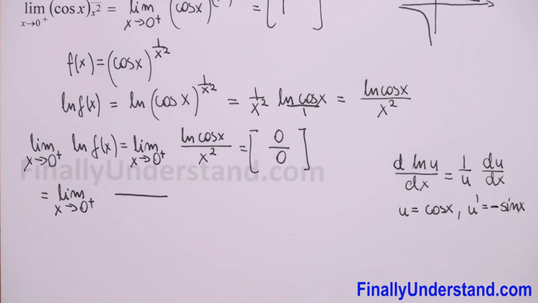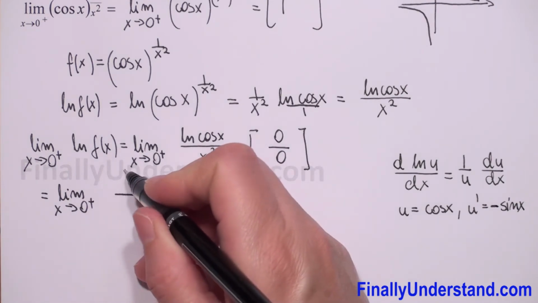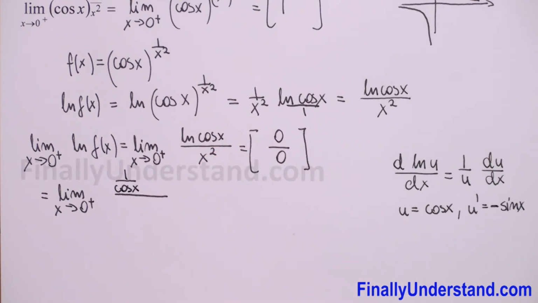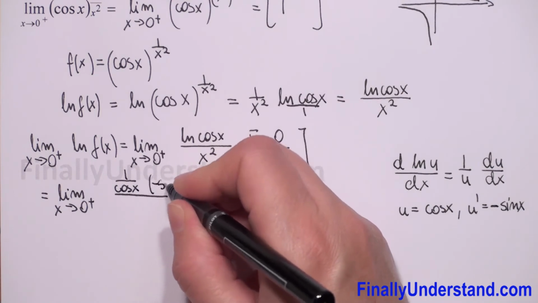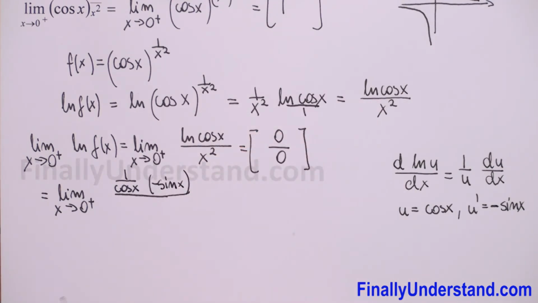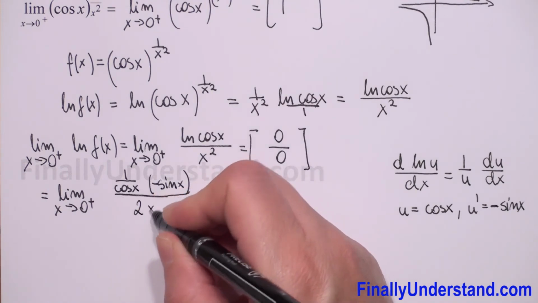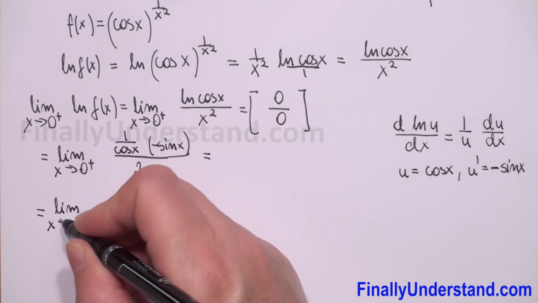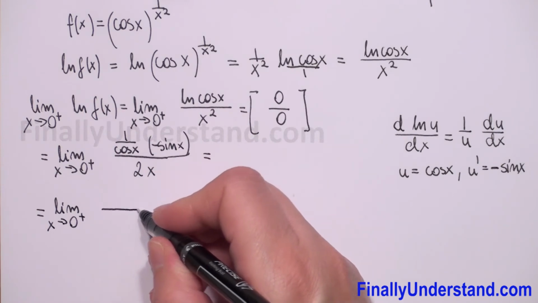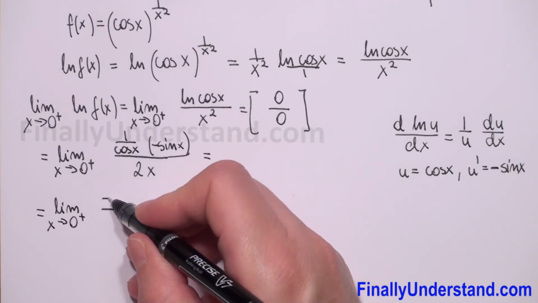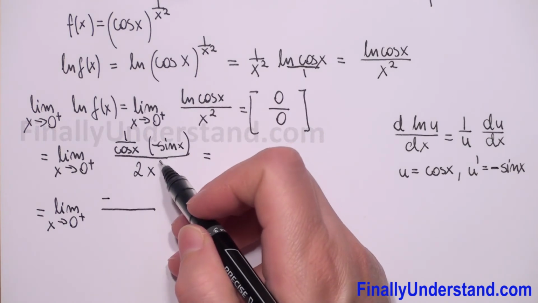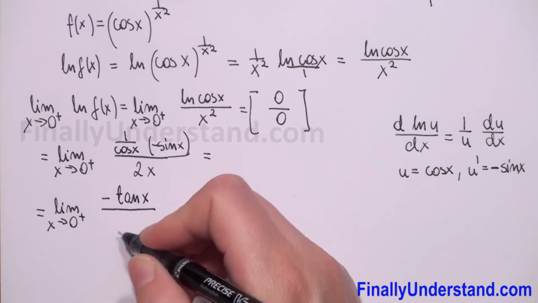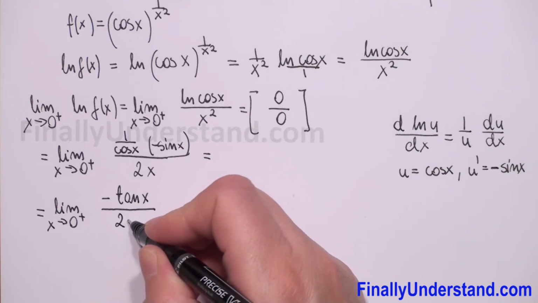So we'll have in numerator 1 over cosine of x times negative sine of x. And derivative of x squared is 2x. So this is equal. We have to copy limit as x approaches 0 from right. And in numerator we have positive times negative is negative. We have sine over cosine. Sine over cosine is tangent of x, and denominator is 2x.